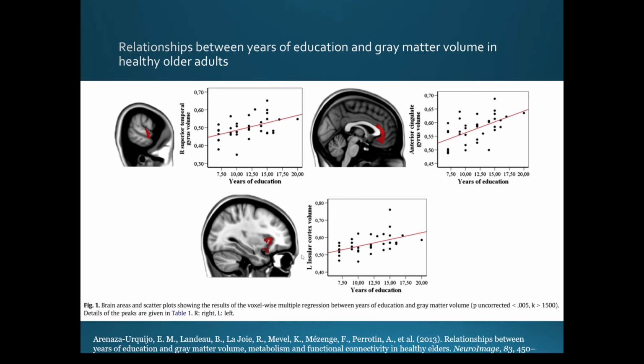And then again, another one, years of education, volume here. This is a type of analysis we'll get some experience with, but again, this is volume and some behavior. So your interest could be years of education, maybe performance on a memory task, or cannabis use, or whatever behavior. We can ask questions and look at relationships between volume and some metric.